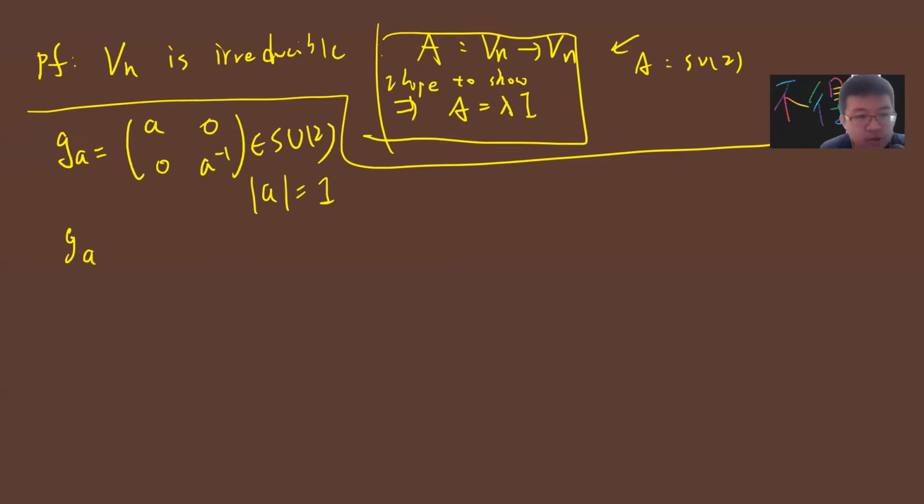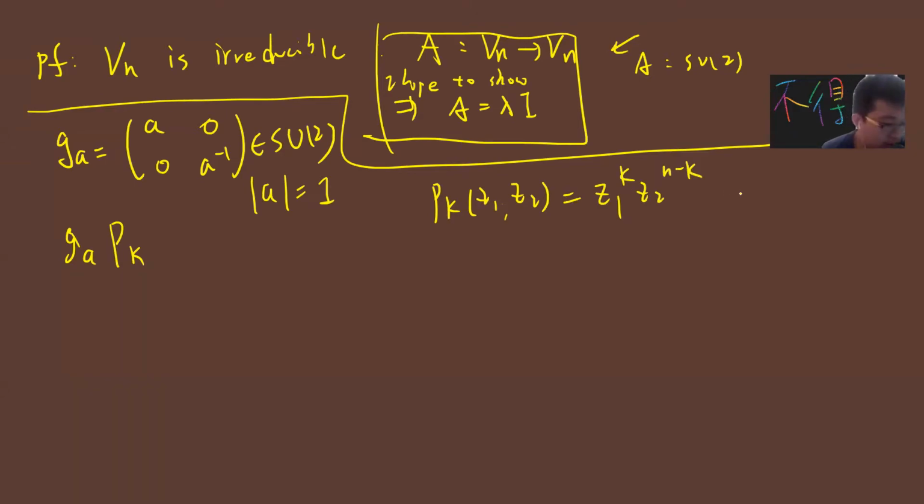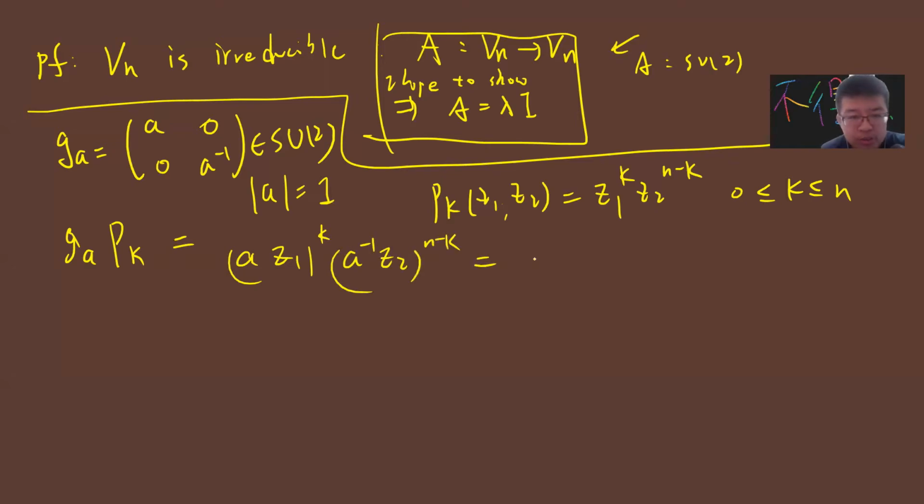Then you can easily show that, if you look at P_k, since I only care about the basis, P_k(z1, z2) is defined to be z1^k z2^(n-k), where k ranges over 0 to n. So g_a P_k will be a z1^k, a inverse z2^(n-k), so it will be a^(2k-n) z1^k z2^(n-k). So it's P_k times a^(2k-n).